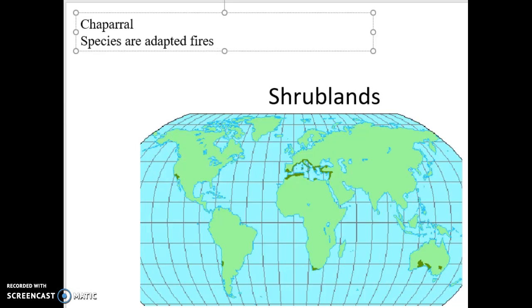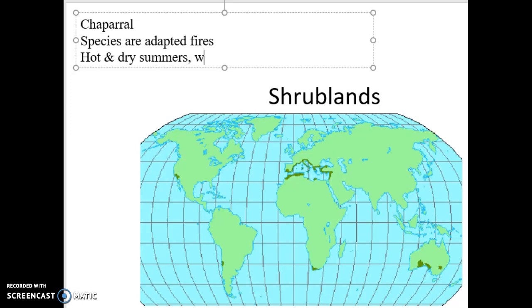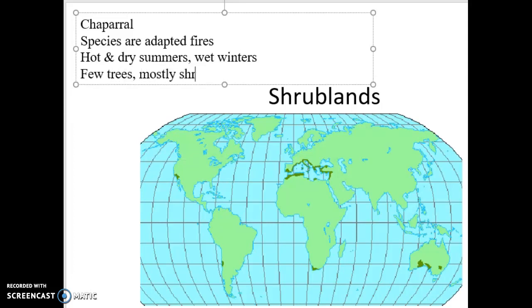Okay? So shrublands tend to experience hot and dry summers and then wet winters. Now the challenge is it gets so hot and dry in the summer, the stuff can catch on fire. There's relatively few trees. It's going to be mostly shrubs that we find in chaparral. So all these plants are adapted to being burned. The animals are adapted to being burned.